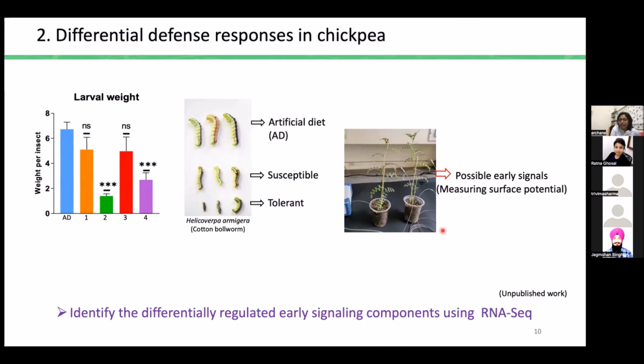And recently I was also able to establish an electrophysiology lab in our group, and we are able to measure this surface potential on the chickpea, and we are exploring this aspect, how these early signals, calcium and electrical signals and ROS are there in the chickpea.